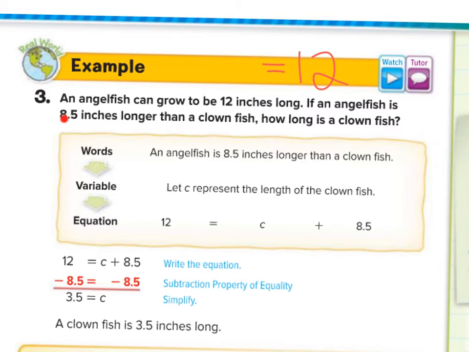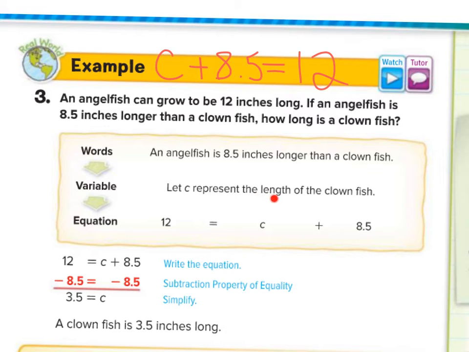If an angelfish is 8.5 inches longer than a clownfish, that means we have a clownfish plus 8.5 inches. That makes our angelfish, because we just said an angelfish is 8.5 bigger than a clownfish. So an angelfish is this, the clownfish plus 8.5, right? That's what an angelfish is. So we can solve for a clownfish. So let's look here. In words, an angelfish is 8.5 inches longer than a clownfish. Yep, you got your clownfish, 8.5 longer will give you your angelfish.